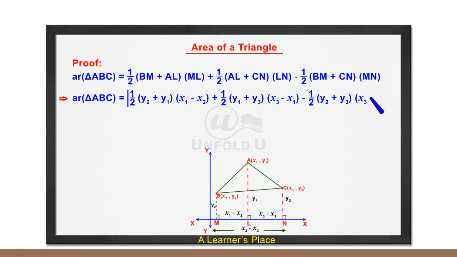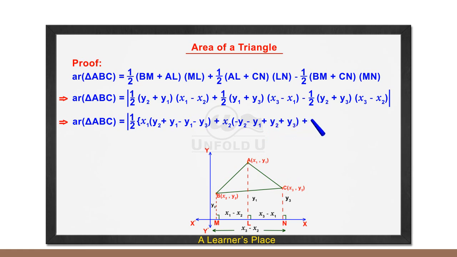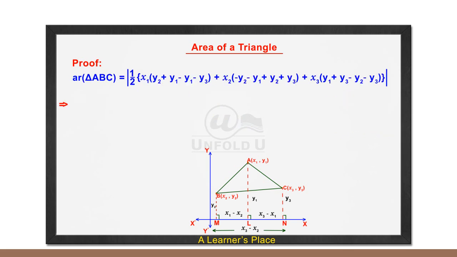y3) into (x3 minus x2), which implies area of triangle ABC is equal to modulus of 1/2 into x1 into (y2 plus y1 minus y1 minus y3) plus x2 into (minus y2 minus y1 plus y2 plus y3) plus x3 into (y1 plus y3 minus y2 minus y3), which implies area of triangle ABC is equal to 1/2 modulus of x1 into (y2 minus y3) plus x2 into (y3 minus y1) plus x3 into (y1 minus y2).